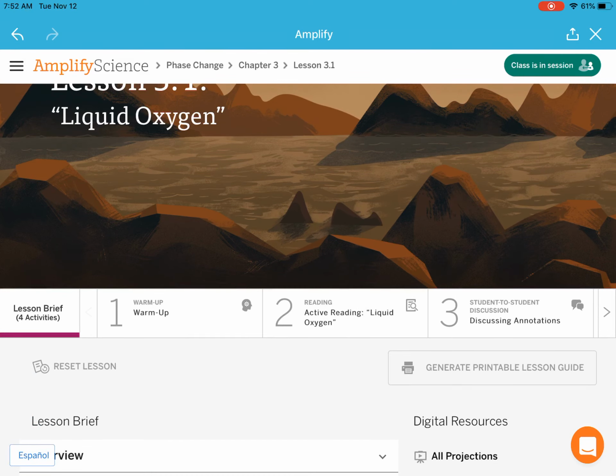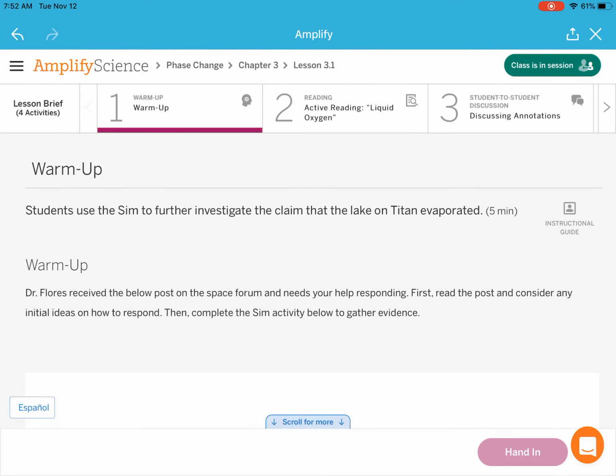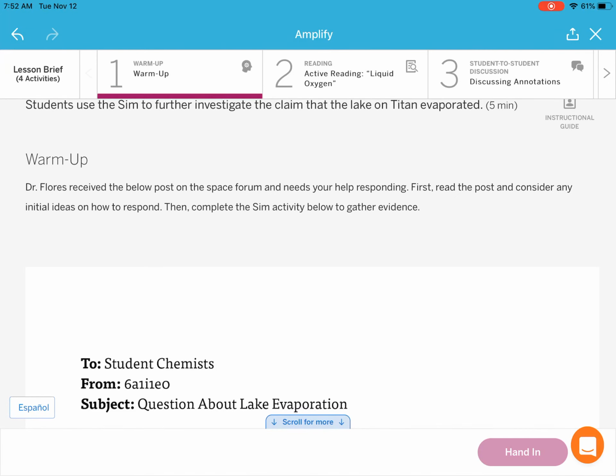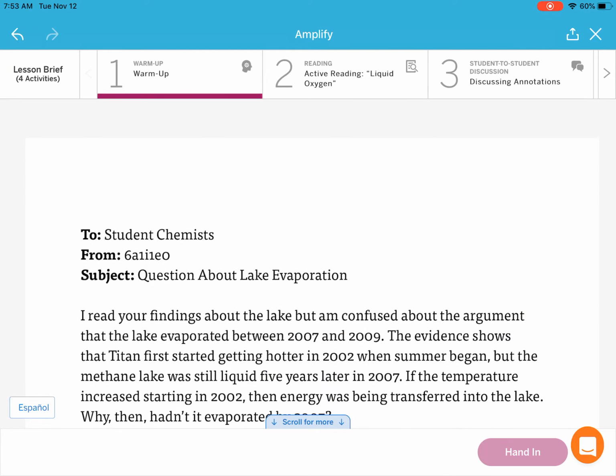Go to the warm-up. On the warm-up, this first part is another letter from Dr. Flores, and let's go ahead and read and see what they have to say.